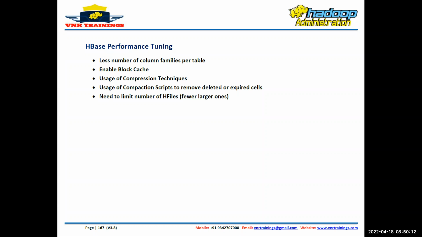So tomorrow when you run a query, your query may have to execute on that many subdirectories. That is the reason HBase suggests don't go for a higher number of column families. 4 or 5 is a good number of column families per table. Then enable block caching.